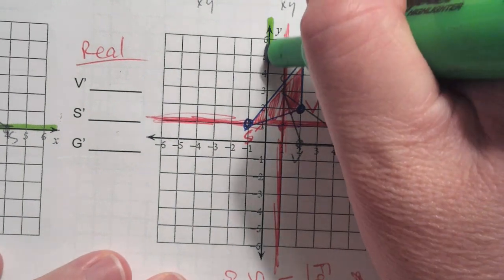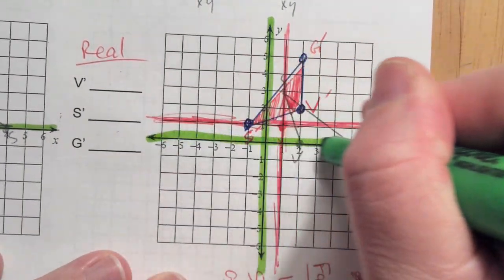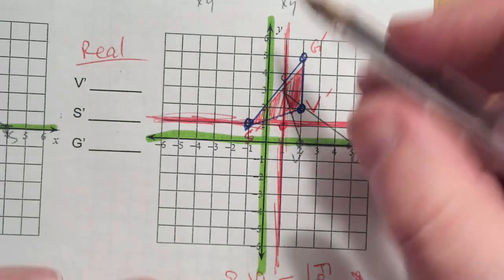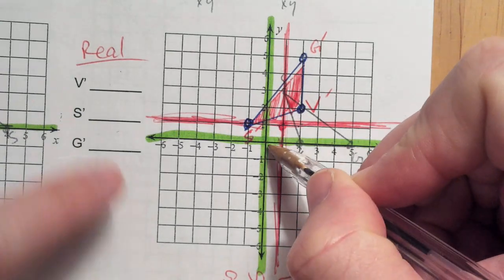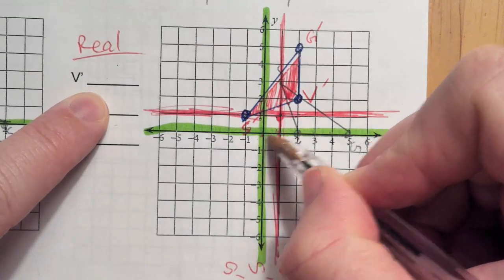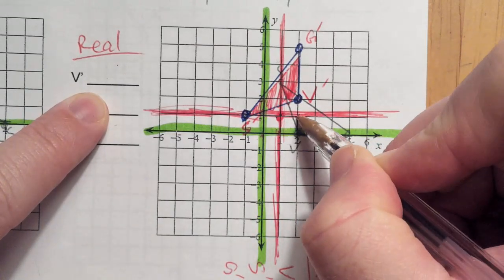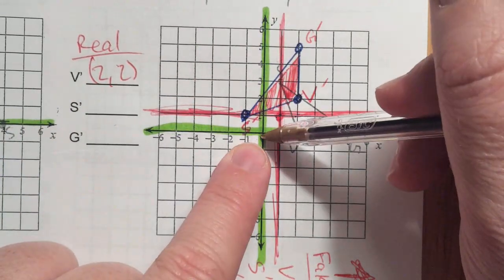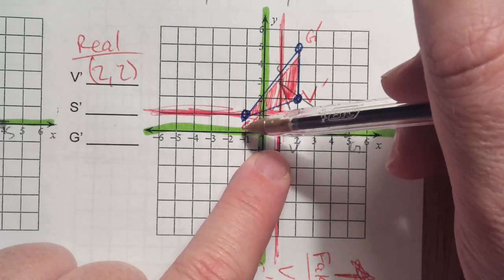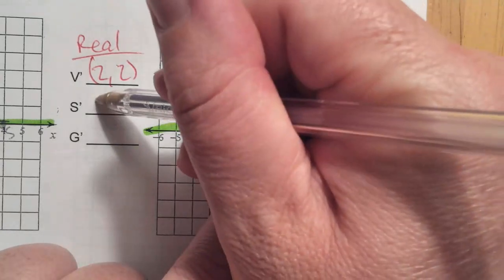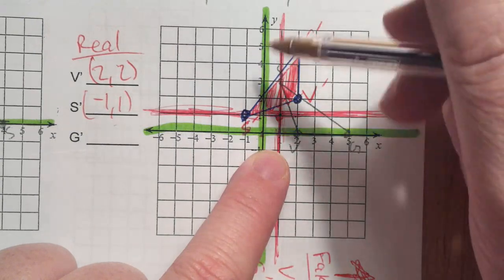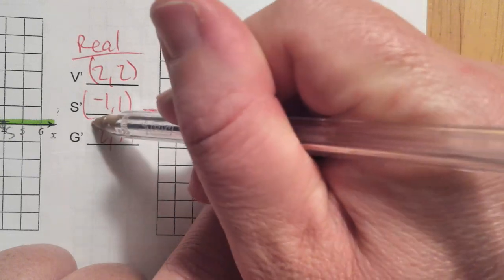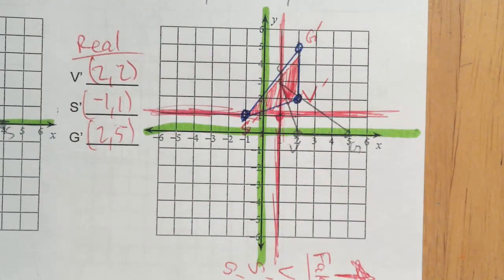So I'm going to darken my axis lines with my green highlighter because that stands out a little more than my red. All right, where is this really located? Okay, so my V was really at 1, 2, +2. For my green, my S is really located at -1, +1. And my G is +2, +5. And those are the real locations.